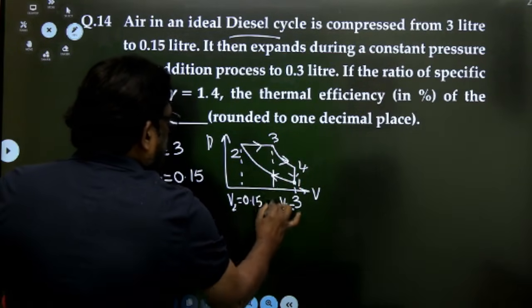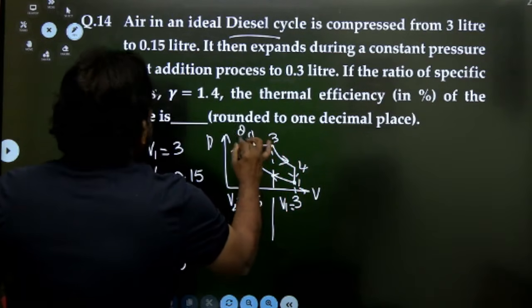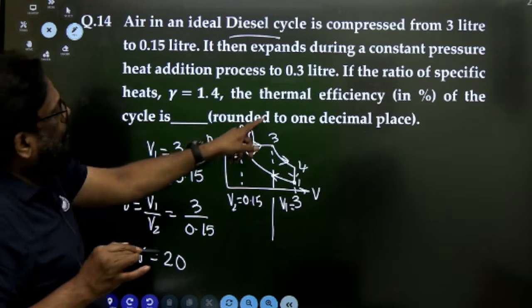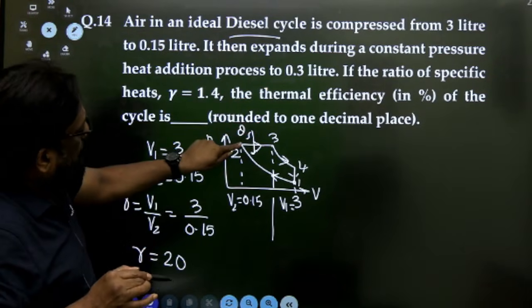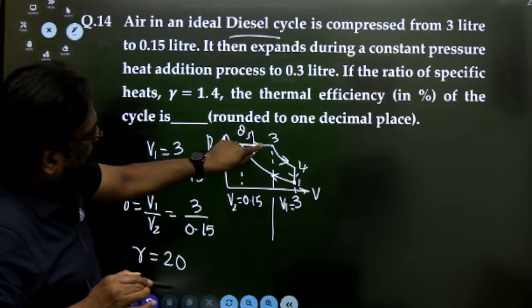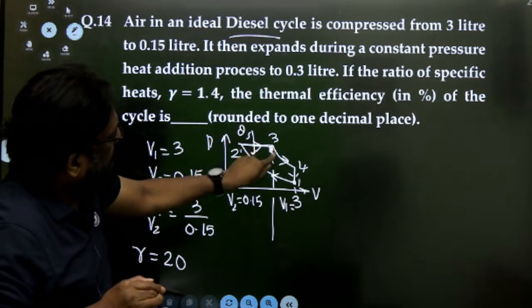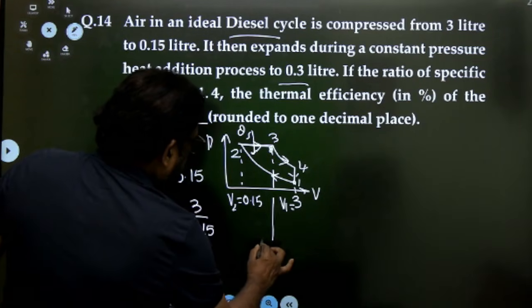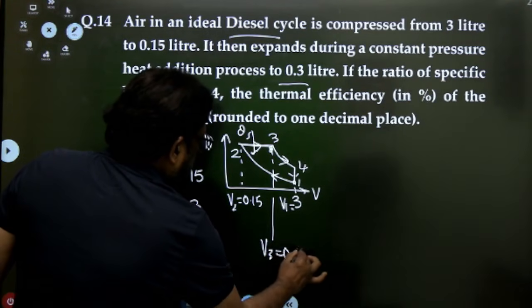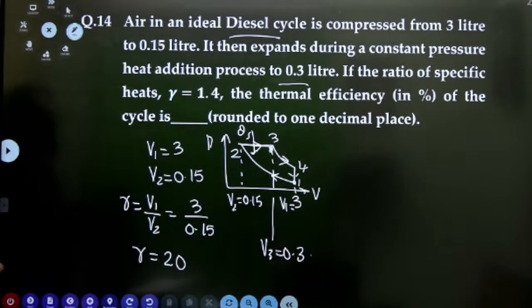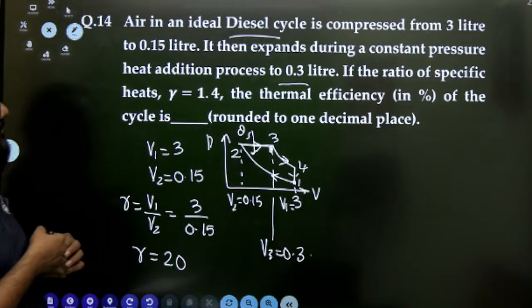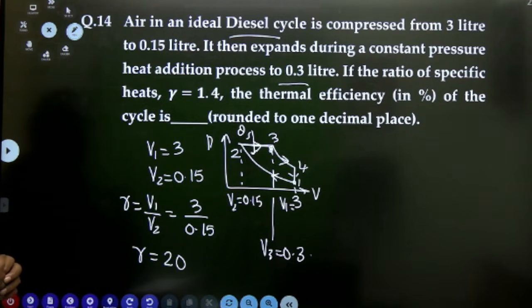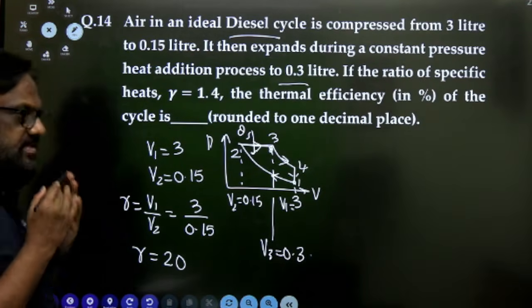और ये आफ्टर हीट सप्लाई, देखो वॉल्यूम इट देन एक्सपैंड, एक्सपैंड हो रहा है, वॉल्यूम बढ़ रहा है, इट देन एक्सपैंड्स टू V3. व्हाट इज दैट वॉल्यूम? 0.3. ठीक है, ऑल आर इन लीटर. ओके, if the ratio of specific heats gamma is 1.4, what is the efficiency of the cycle?